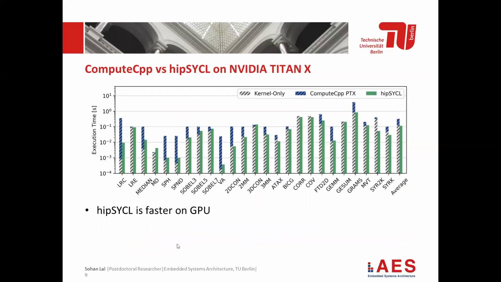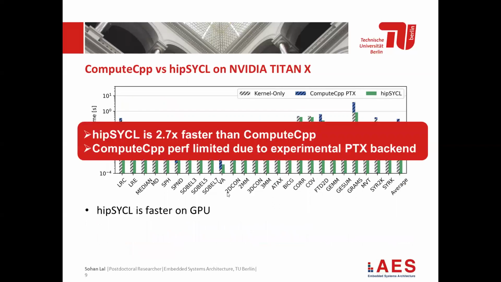This figure shows the Compute CPP versus HipSYCL on NVIDIA Titan X. The figure shows that HipSYCL outperforms the Compute CPP on GPU. On average, HipSYCL is 2.7x faster than the Compute CPP, and we think that the Compute CPP performance is limited again due to the experimental PTX backend.